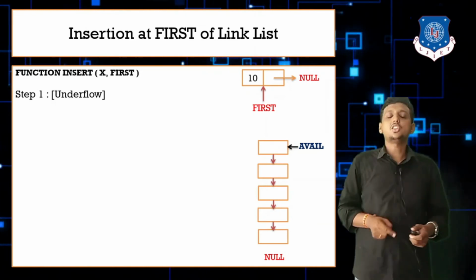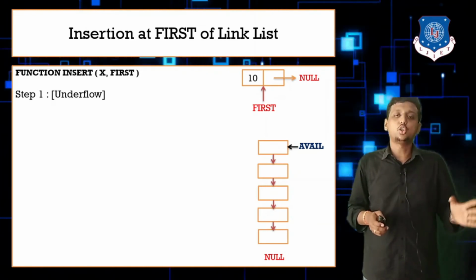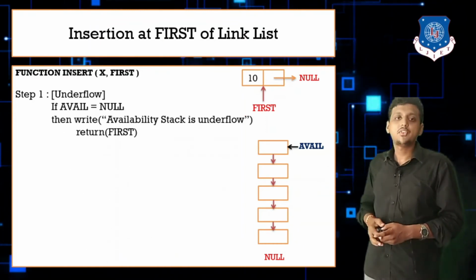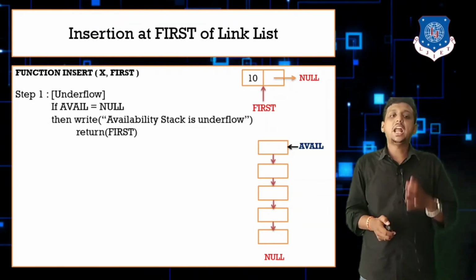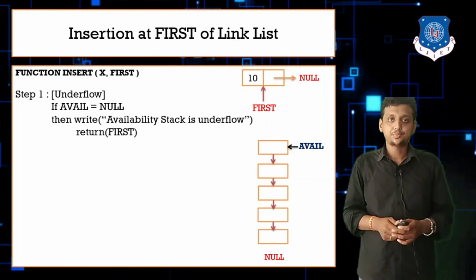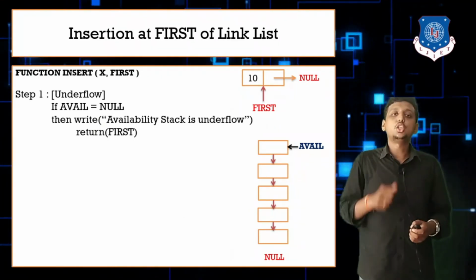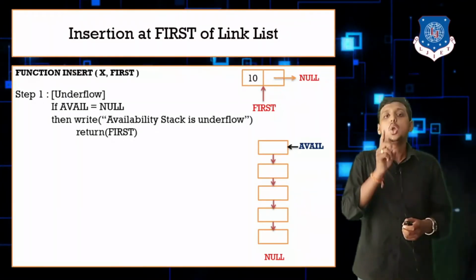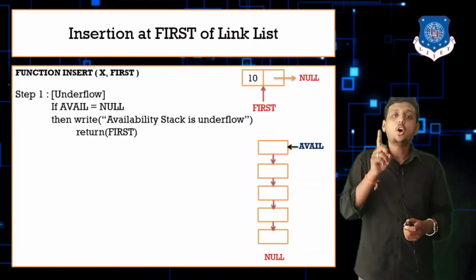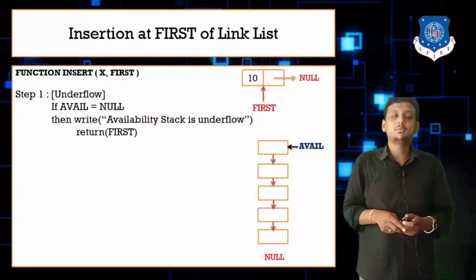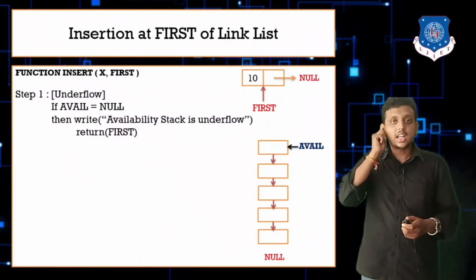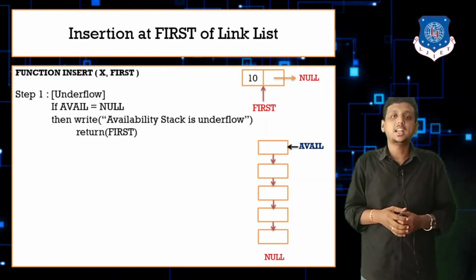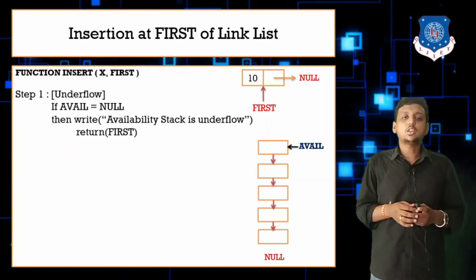So the very first condition that I need to check in every linked list algorithm is the underflow during the insertion, and the condition is: if avail is equal to null, then write availability stack is underflow. Then you need to write return first. Always remember, you have to return the value or the address of the first node of the linked list. Fine. So here the address of the first node of the linked list is first itself, because we didn't insert anything.